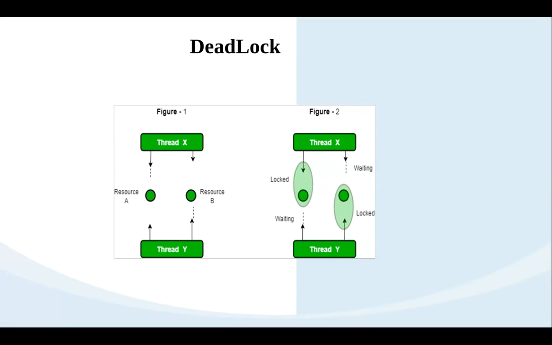Now we'll come to the deadlock situation. What is a deadlock situation? A deadlock situation arises when more than one thread is called simultaneously, that is, they are synchronized. When threads are synchronized, the lock is applied. That is, when one thread completes working, only then the next thread will start working. That is what synchronization is.